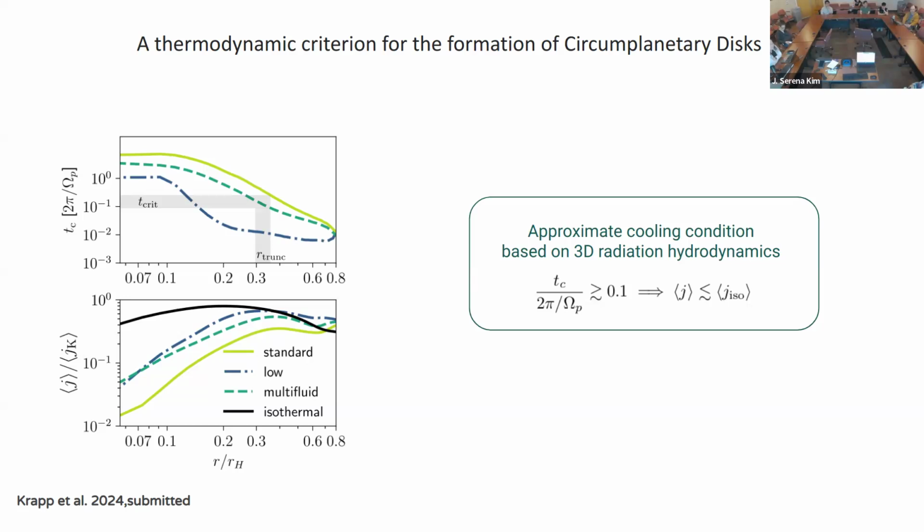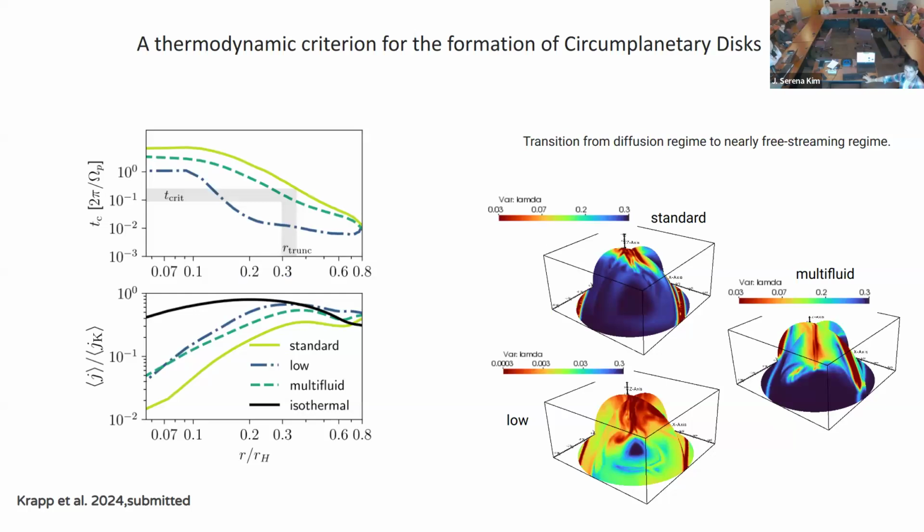We don't only care about circumplanetary disk formation, but also the evolutionary phase of the planet, how rapidly it's going to grow if you change the cooling time scale. This is just a warning that I want to raise: we are using flux limited diffusion, which may not be the most accurate numerical approximation for this problem.